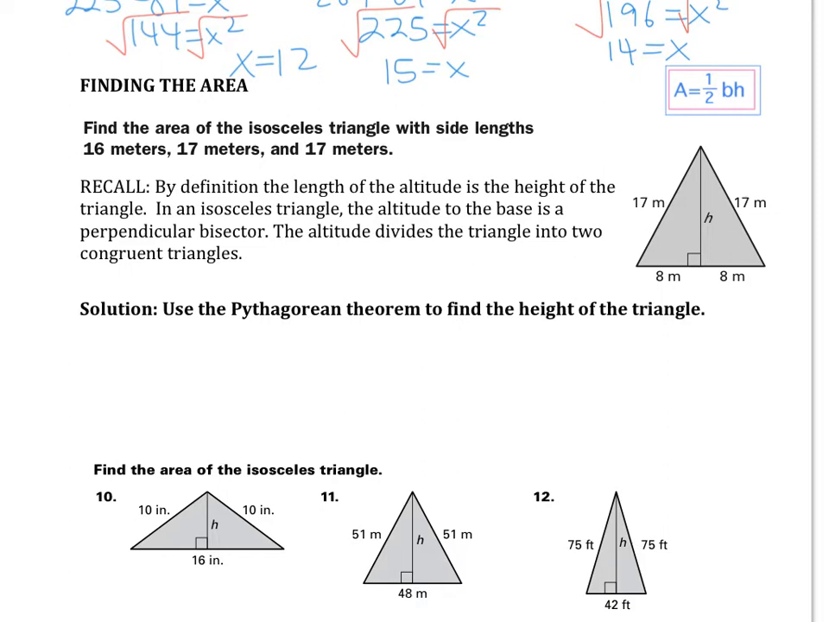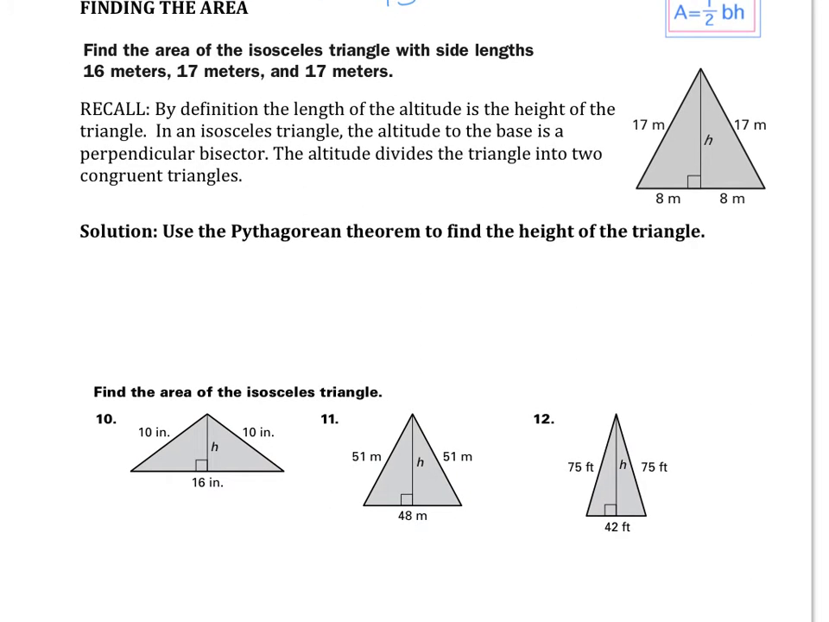Okay, we can apply this in finding the area of an isosceles triangle. So recall that the area is 1/2 the base times the height, and an altitude of an isosceles triangle is a perpendicular bisector to the base. So we'll split the base into two congruent pieces. So then we can find h from the Pythagorean theorem by subtracting the isosceles side minus 1/2 of the base.